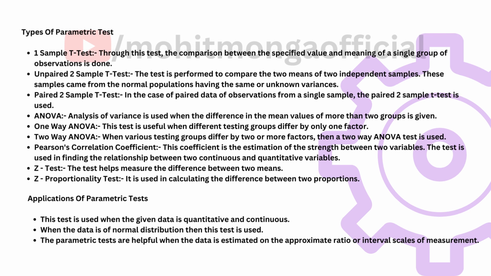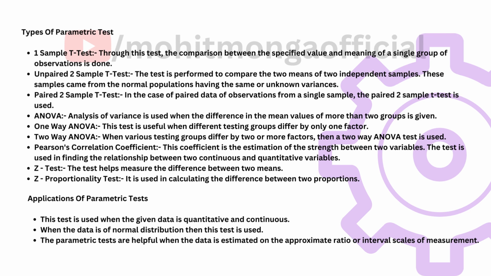Paired two sample t-test. In the case of paired data of observations from a single sample, the paired two sample t-test is used. ANOVA, analysis of variance, is used when the difference in the mean values of more than two groups is given. One-way ANOVA. This test is useful when different testing groups differ by only one factor. Two-way ANOVA. When various testing groups differ by two or more factors, then a two-way ANOVA test is used.